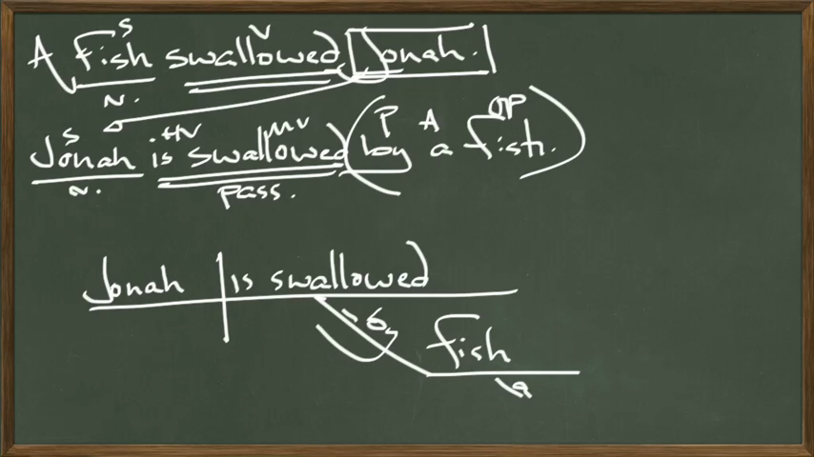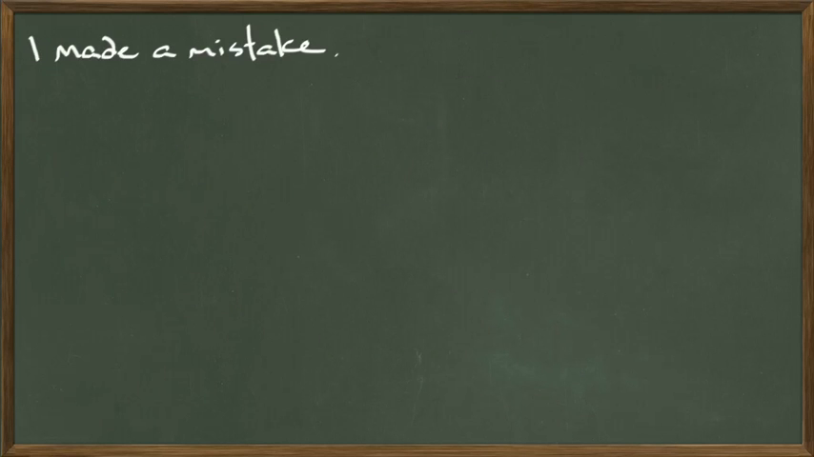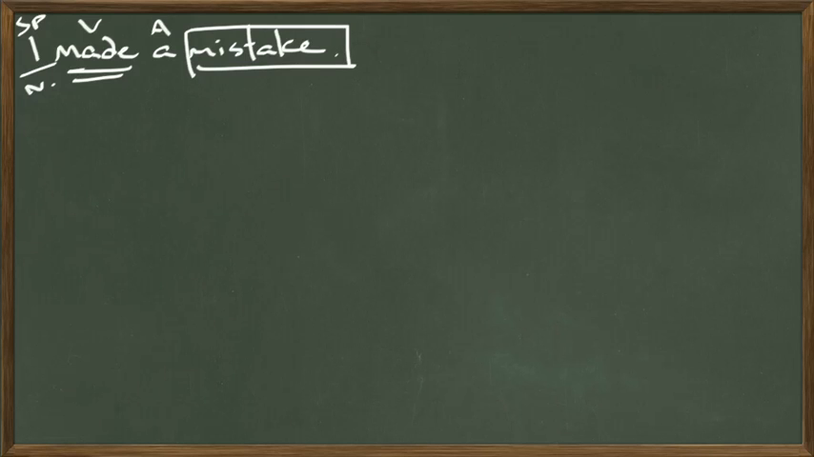Article adjective goes down here underneath fish. Jonah is swallowed by a fish. I made a mistake. I do that often, actually. Subject of the sentence, it's a subject pronoun, nominative case. What did I do? I made. Verb. What did I make? I made a mistake. Direct object, accusative case, is in the article.